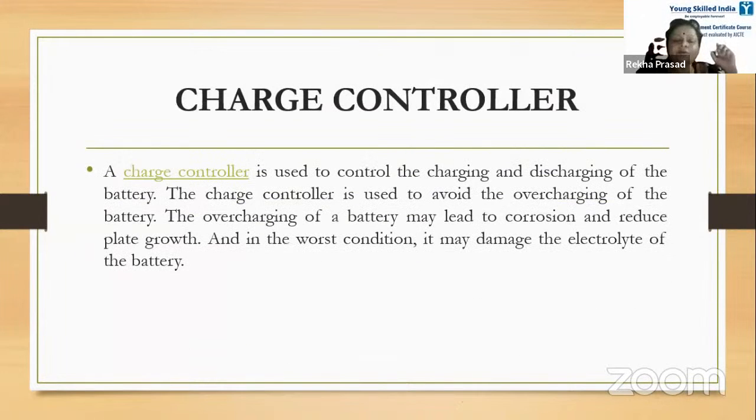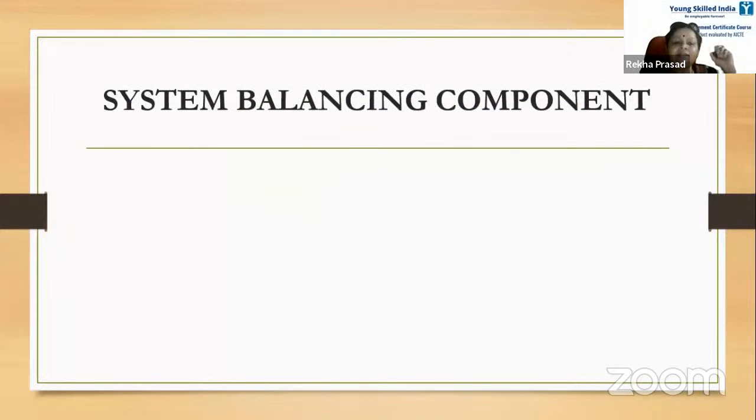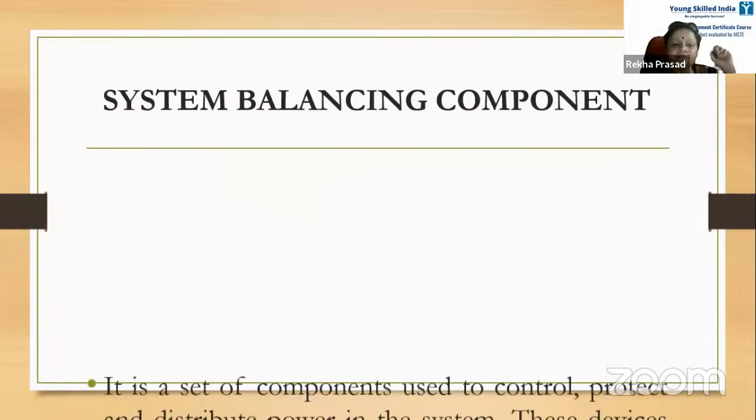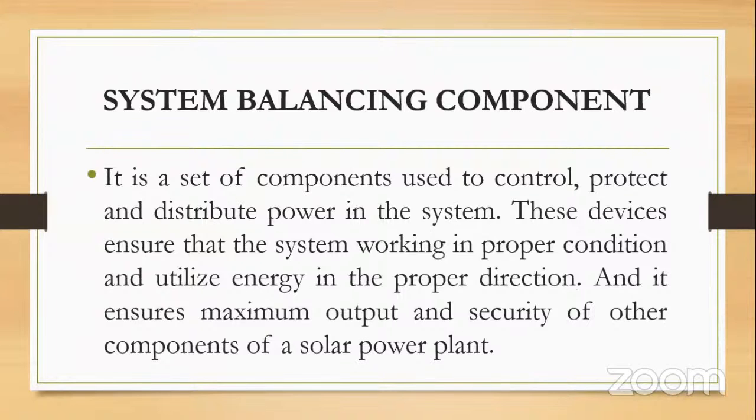So we were talking about the charge controller. Then system balancing components. It is a set of components used to control, protect, and distribute power in the system. These devices ensure that the system works in proper condition and utilizes energy in the proper direction. And it ensures maximum output and security of other components of a solar power plant.